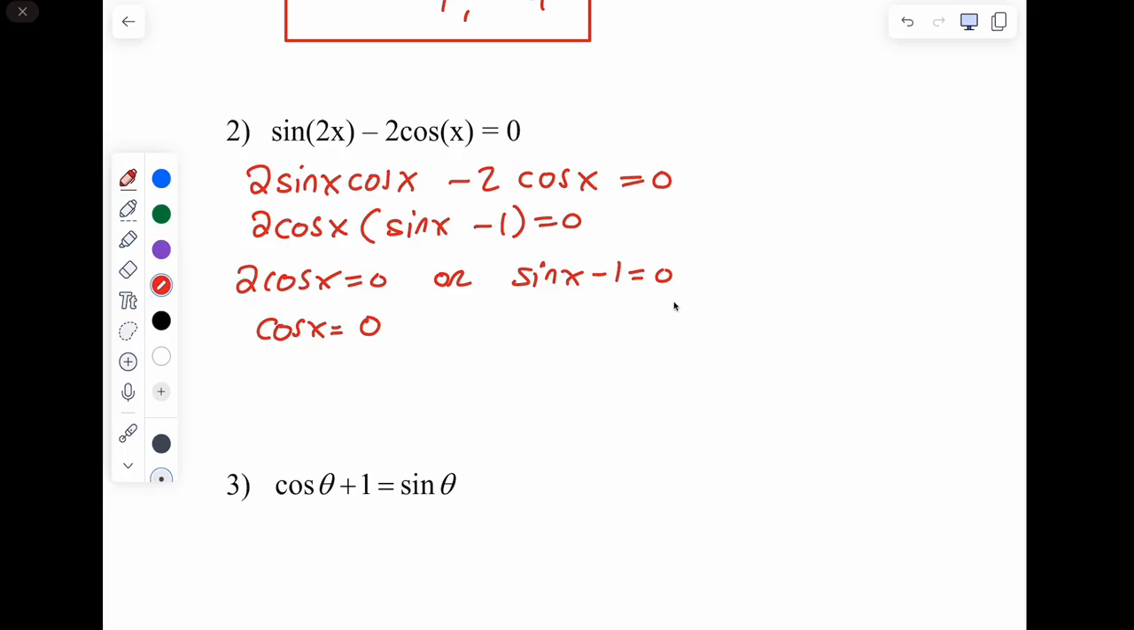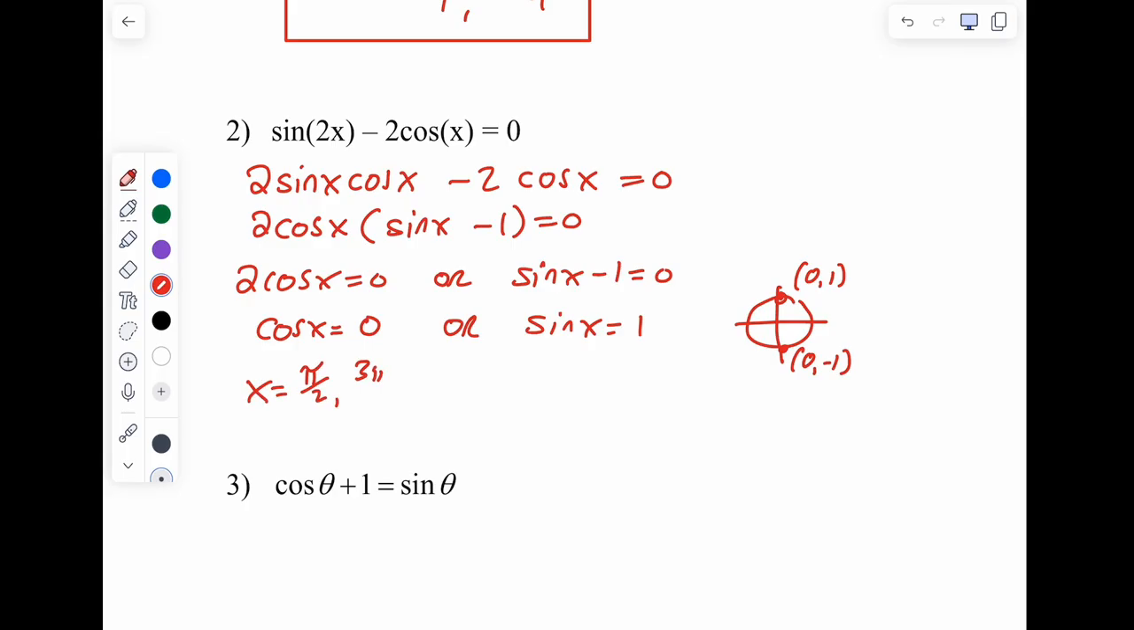Here I add 1 to both sides. And I have cosine equals 0, or sine equals 1. And I think about the unit circle, and I say this point right here, cosine is 0, that's (0, 1). And this point right here is (0, negative 1). And so for my cosine part, one of the answers is pi over 2. And one of the answers is 3 pi over 2. Any questions about this so far?